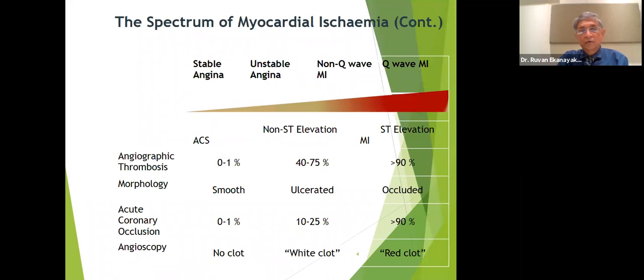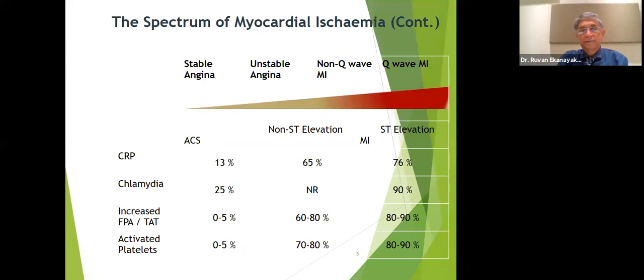In acute coronary syndromes, non-ST elevation myocardial infarction, you see a white clot. That is because the clot is platelet rich. And in ST elevation myocardial infarction, you find a red clot because it is fibrin rich, in which the red cells are entrapped. If you look at the activated platelets, again look at the last line.